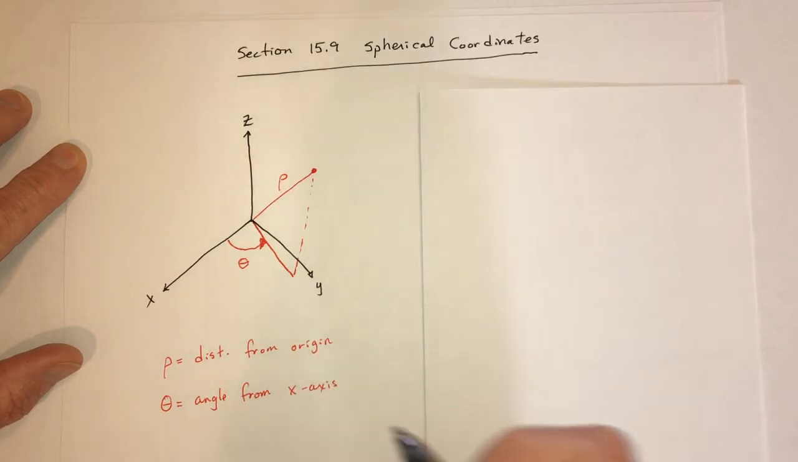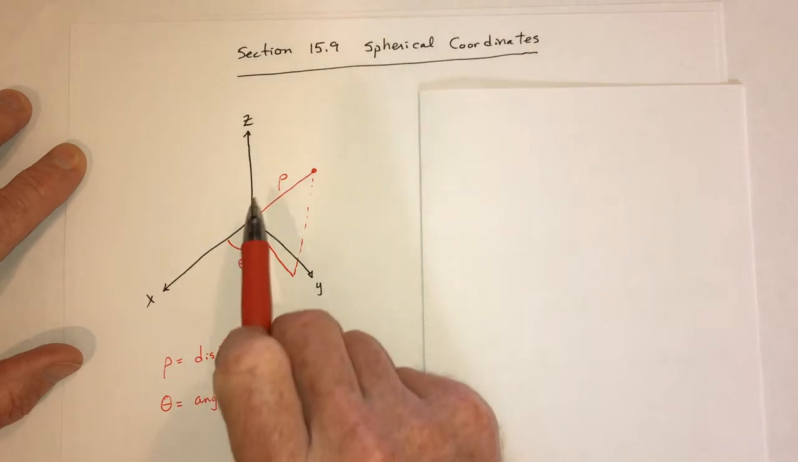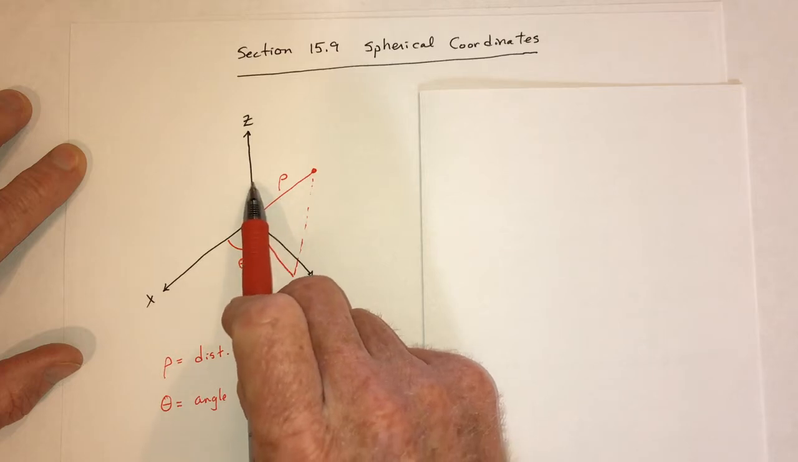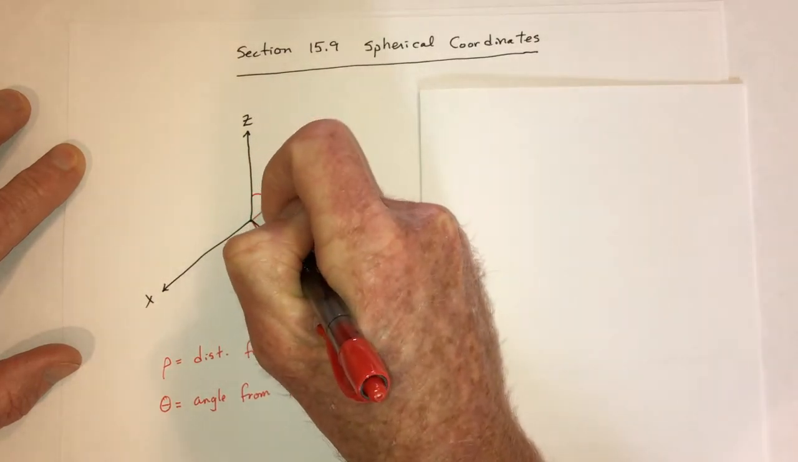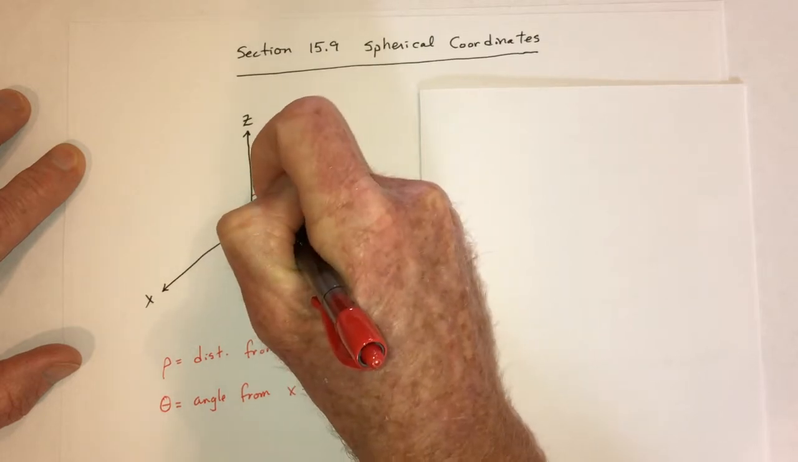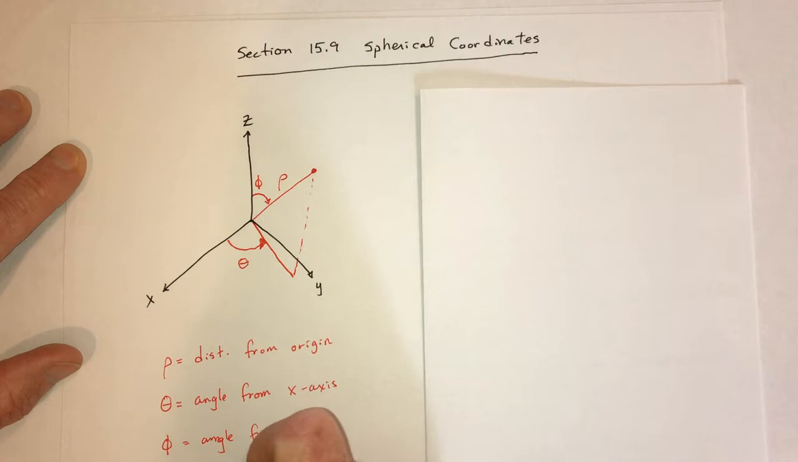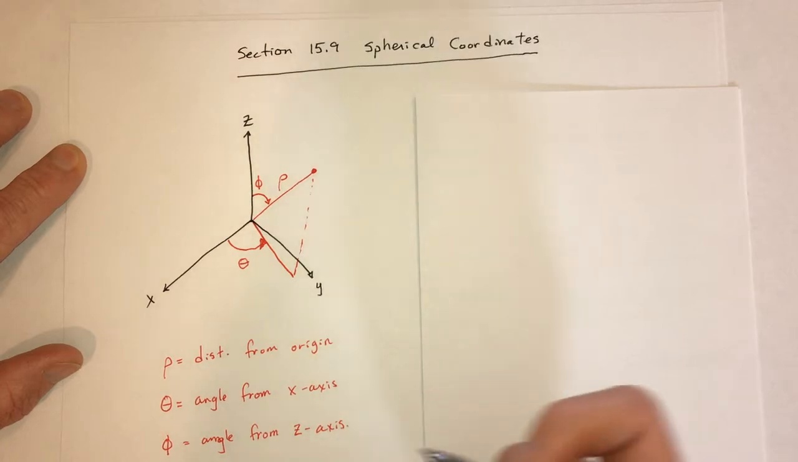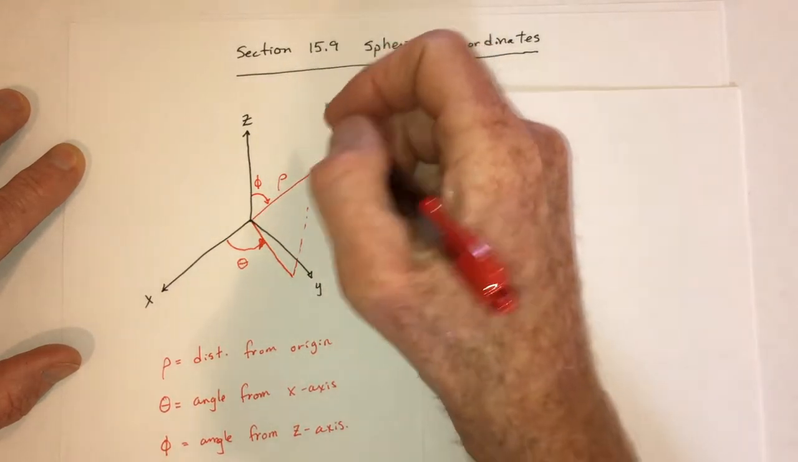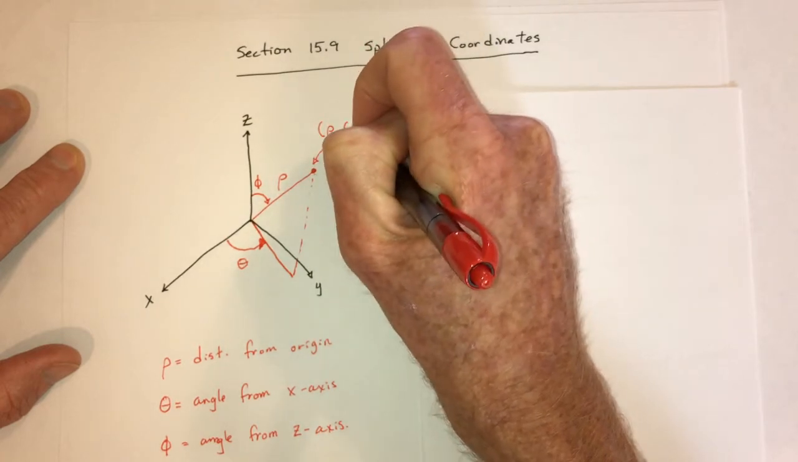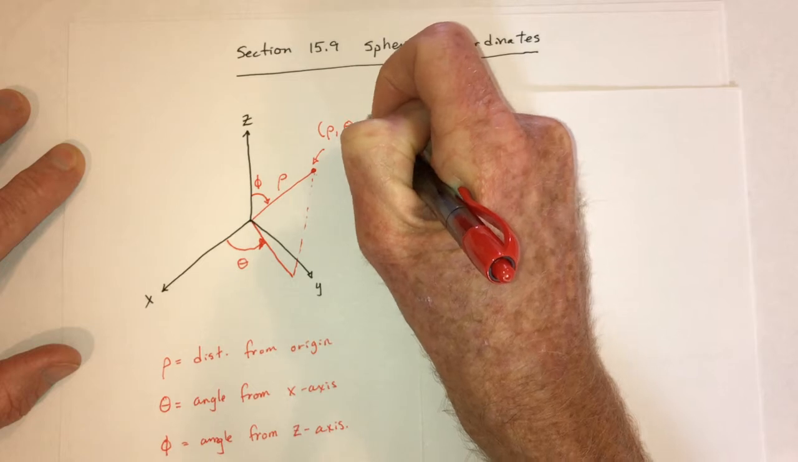So theta is measured from the x-axis. And then you need to know how far down this angle is. So from the z-axis, you measure to where that line is, and that angle is phi. So phi is the angle from the z-axis. And then you would get to that point right there, and it's labeled with rho first, and then theta, and then phi.